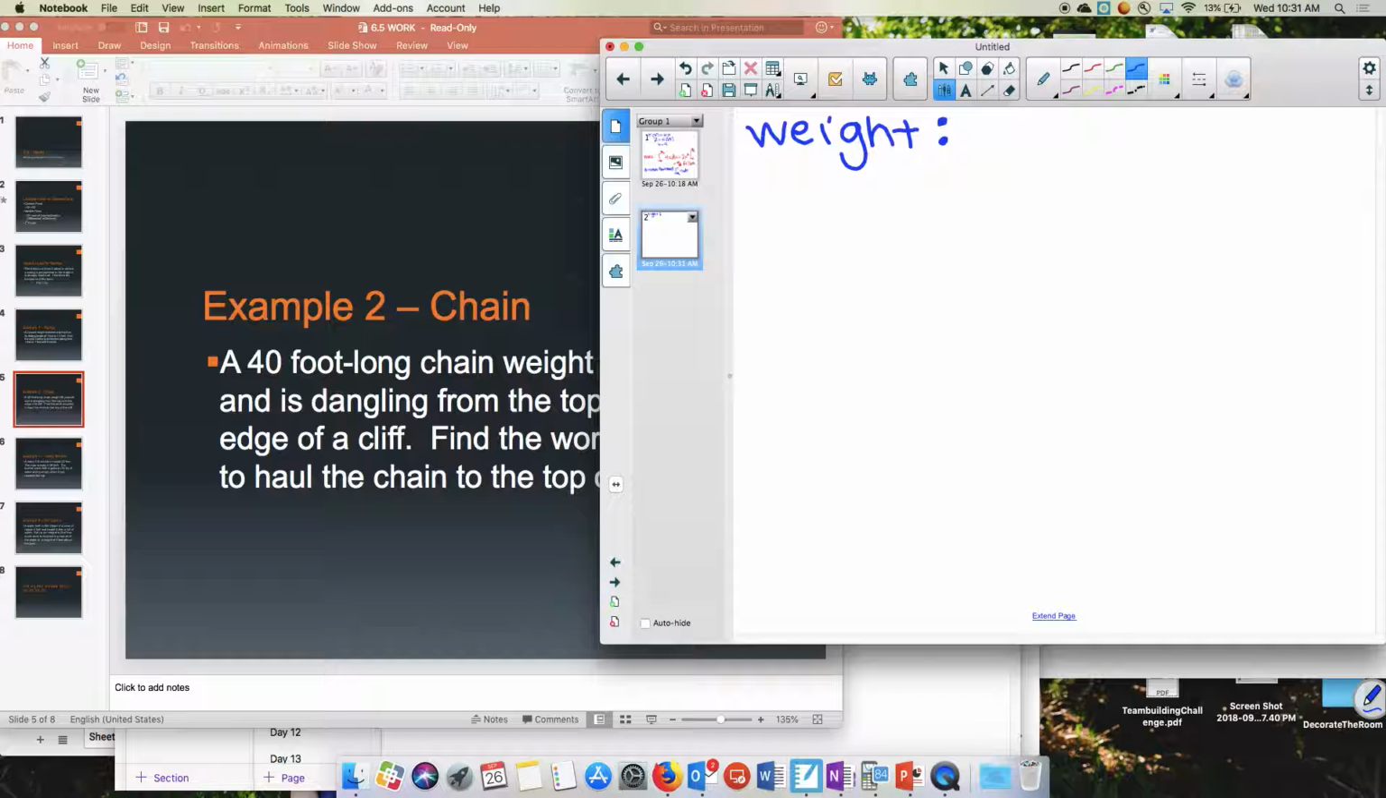I care how much is left to lift. 80 pounds per foot. Exactly, I know that there's 80 pounds for 40 feet, so we would have 2 pounds per foot. Why is that important to know? Because based on how much chain is left, we can figure out how much it weighs.